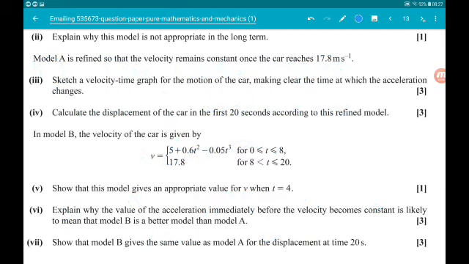Okay, next up, we are told that Model A is refined so that the velocity remains constant once the car reaches 17.8 meters per second. Part 3 wants us to sketch a velocity time graph for the motion of the car, making it clear where the acceleration changes. Okay.